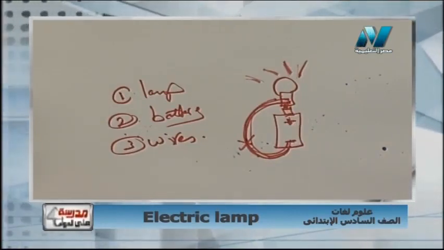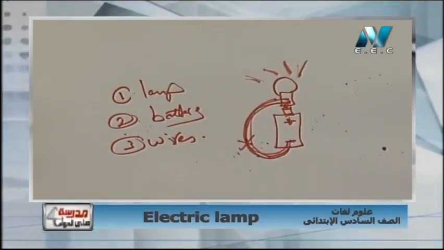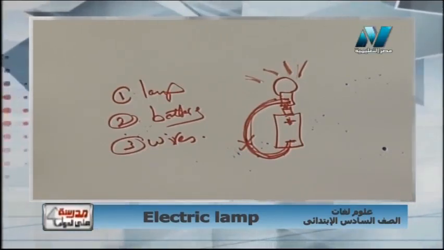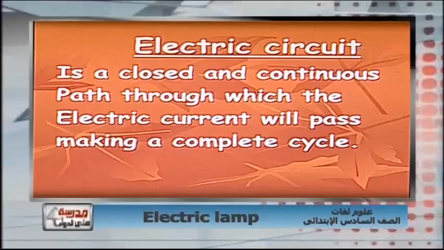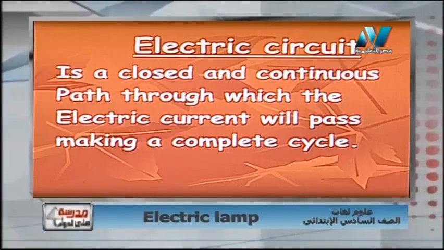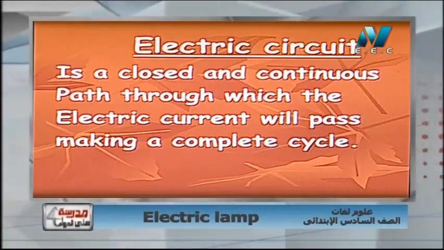تاني إيه تعريف electric circuit؟ Let us see it. It's a closed and continuous path through which the electric current will pass making a complete cycle. نشوف مع بعض كده what's meant by electric circuit. نشوف كده definition حلو قوي ليه. Electric circuit it's a closed and continuous path، هو ممر مغلق أو مسار مغلق through which من خلاله electric current will pass، التيار الكهربي هيمر فيه to make a complete cycle. Again, is a closed and continuous path through which the electric current will pass making a complete cycle.